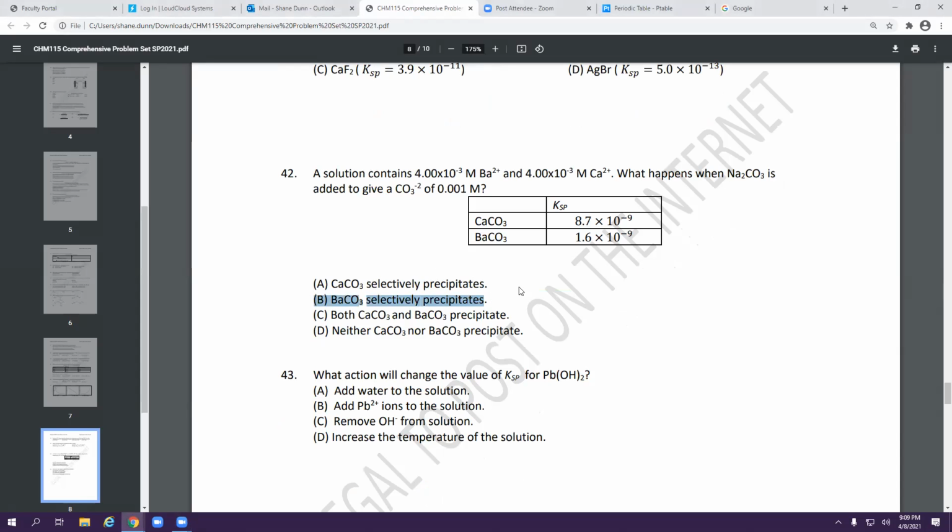42 is B because that one has a lower KSP value. It will precipitate out faster than the other ones. Yep.